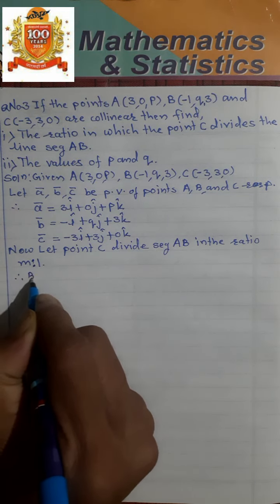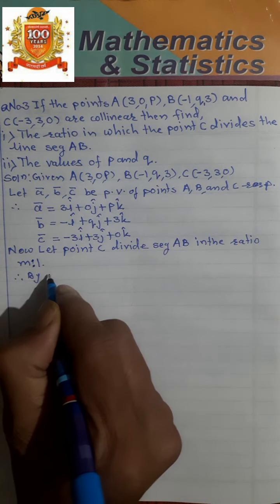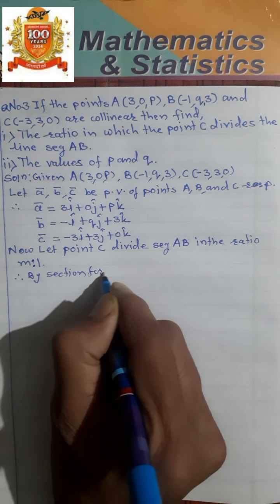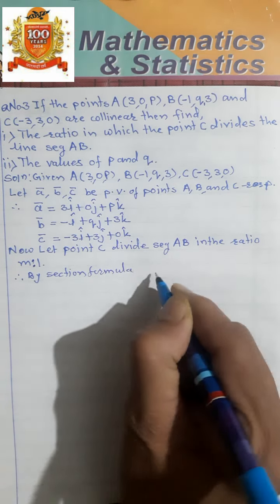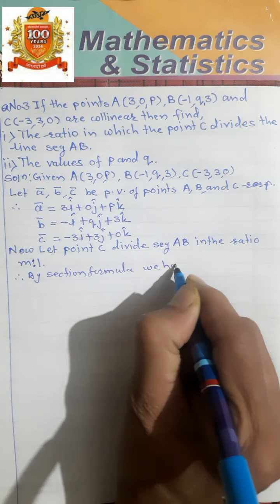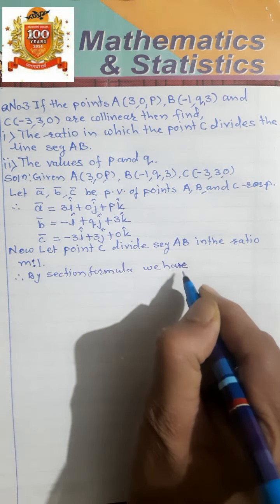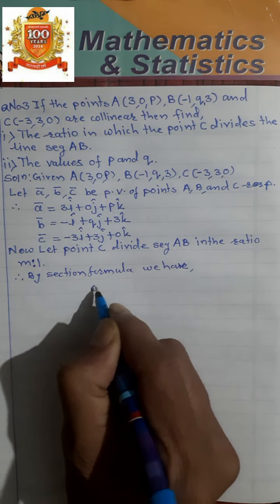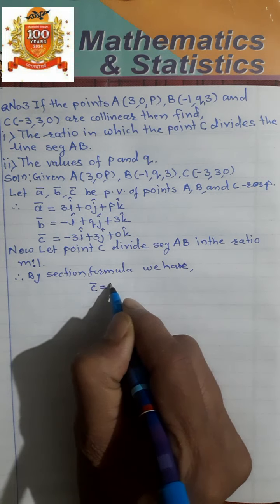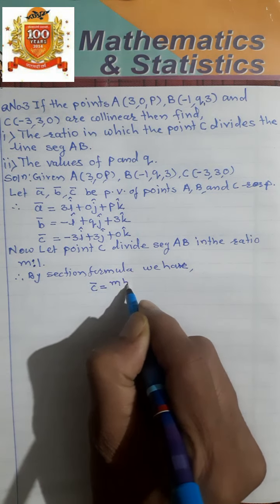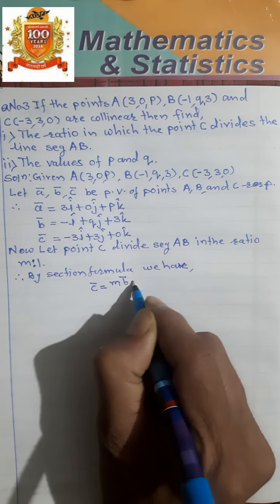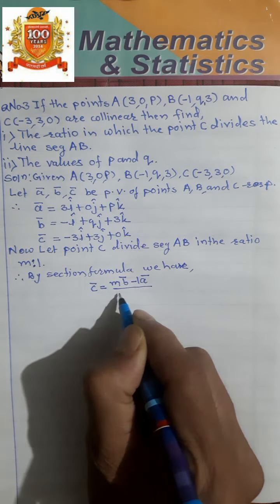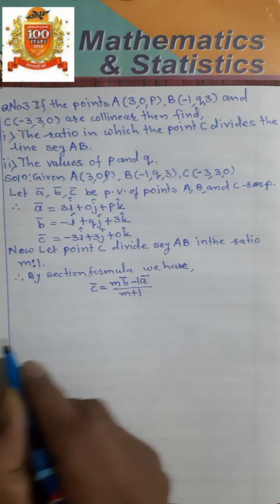Therefore, by section formula, we always use the internal division formula. We have c bar is equal to (m b bar plus 1 a bar) upon (m plus 1).